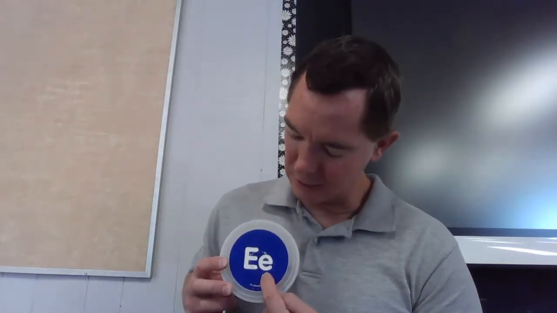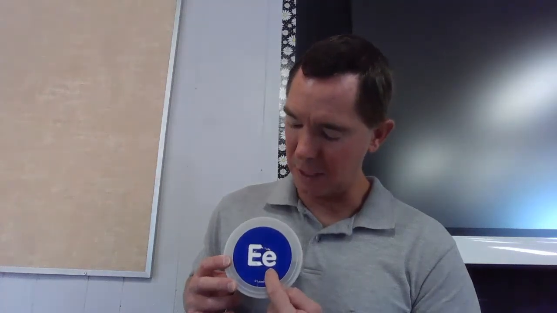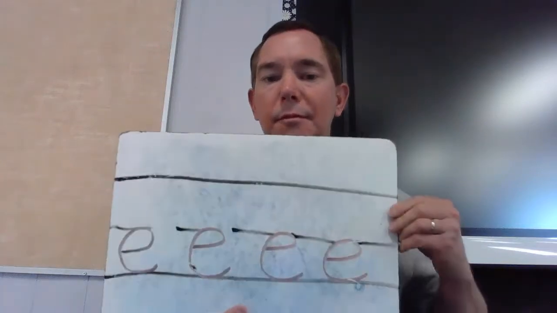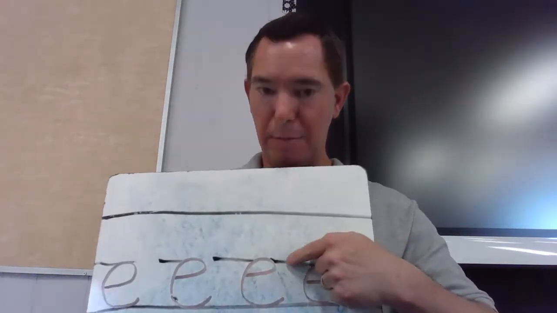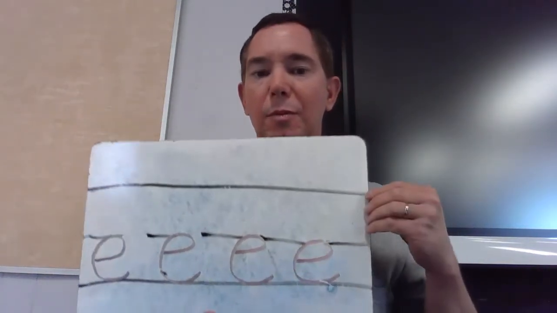This is lowercase e. Lowercase e is a small letter. It's going to touch the middle line and the bottom line when we write it. Can you show me what small looks like?